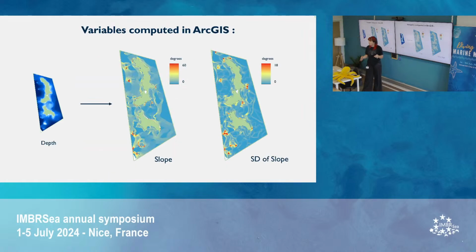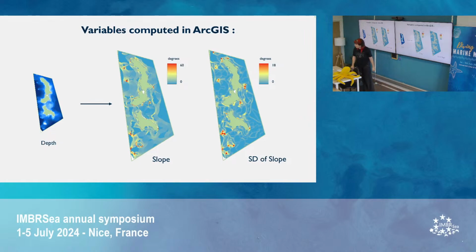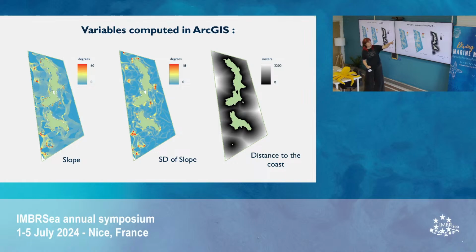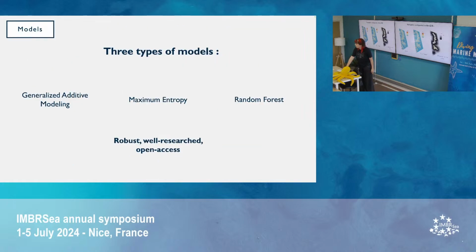And finally, I computed variables in ArcGIS, so slope and standard deviation of slope, which come from the depth layer. These are also terrain indicators, which could play on den availability, but also upwelling, like I mentioned earlier. And finally, distance to the coast, which again, the same proxy to upwelling. Also, it was recommended in literature to include it for Octopus vulgaris. So we have presence-absence data, we have environmental data, and all we're missing now is our models.